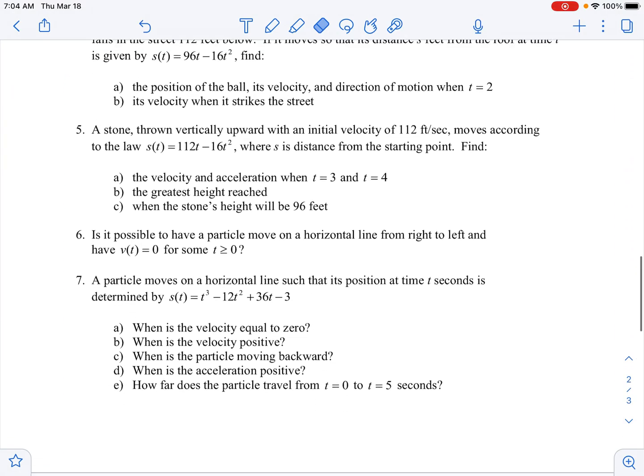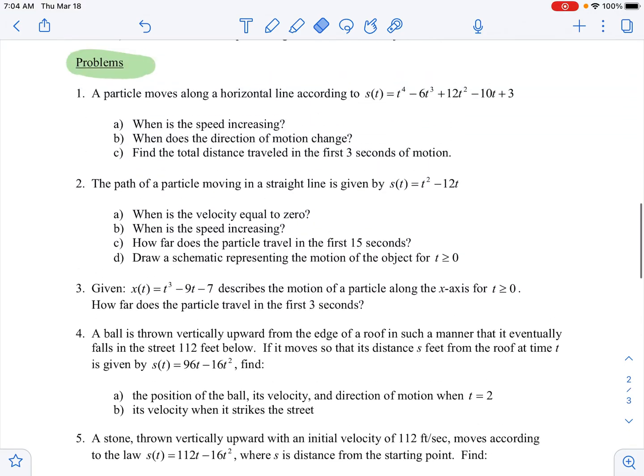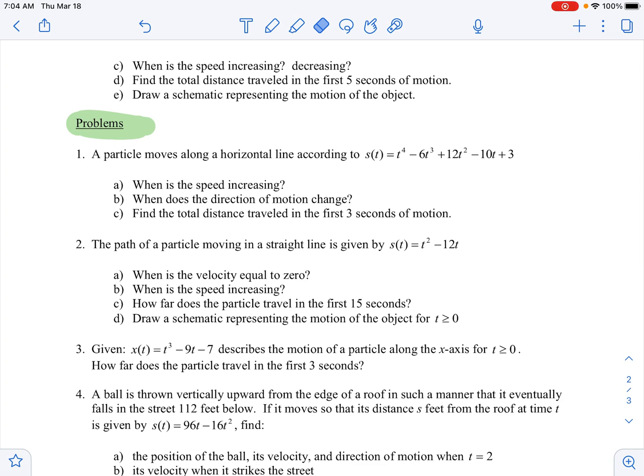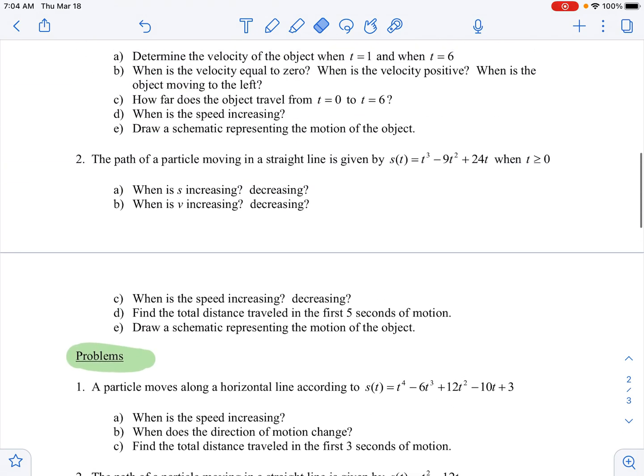You can certainly use your calculators to help you out finding zeros and stuff like that. Don't work too hard to find zeros of polynomials if it's not easy to factor. You can graph whatever, be it velocity or acceleration, in y1, graph 0 in y2, and find where they intersect. That's probably going to be the easiest way to find zeros for some of these.